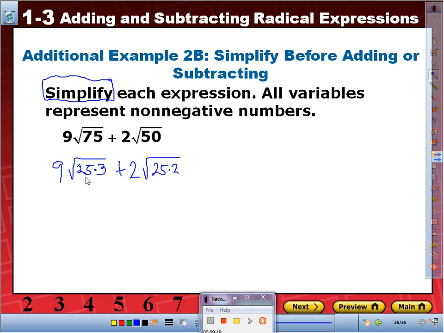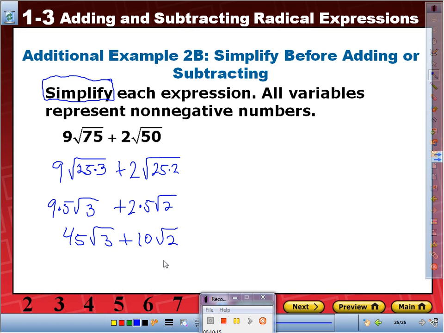Okay. Next, I'm going to simplify. What is square root of 25 here? 5. So then I'm left with 9 times 5, square root 3, plus, what is the square root of 25 again here? 5. So this is 2 times 5, square root 2. So what is 9 times 5? That's 45 square root 3 plus 10 square root 2. And we're done. Why? Because these are not like terms. Does everybody see that? Okay? And we're done up to right there.